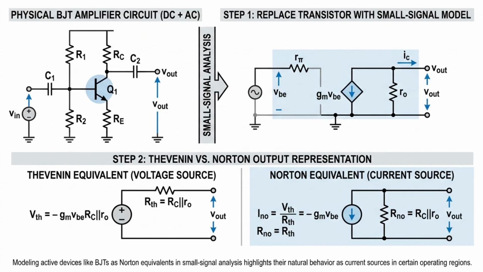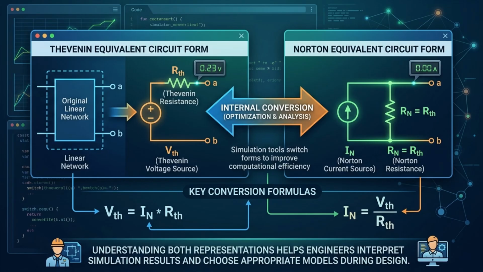Many semiconductor devices behave more naturally as current sources, making Norton representation more aligned with their physical behavior in certain operating regions. Simulation tools frequently convert circuits internally between Norton and Thevenin forms to optimize computation and simplify analysis. Understanding both representations helps engineers interpret simulation results correctly and choose appropriate models during design.